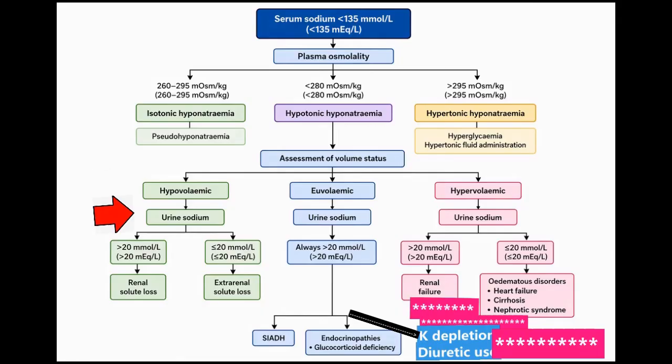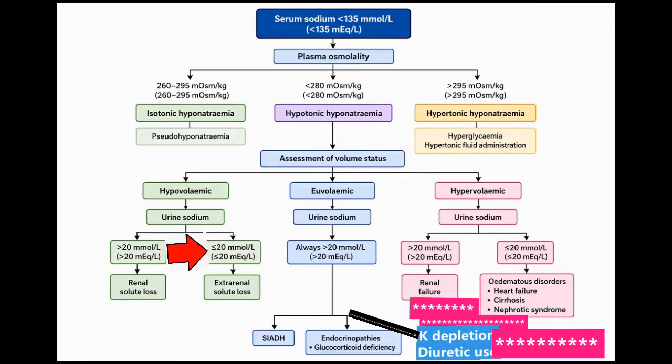Next, measure urinary sodium. Urine sodium more than 20 mmol per liter. The kidneys are losing sodium. This indicates renal sodium loss. Examples include diuretics, Addison's disease, salt-wasting nephropathies.